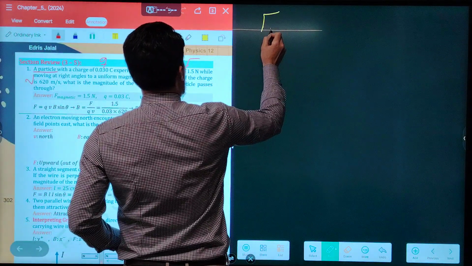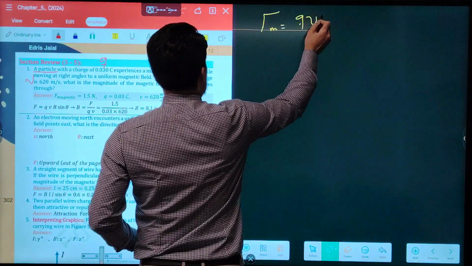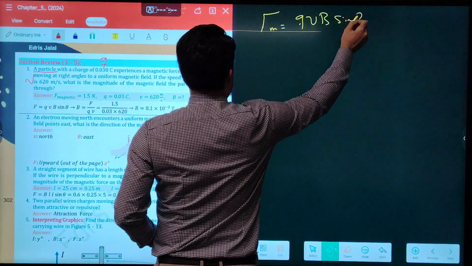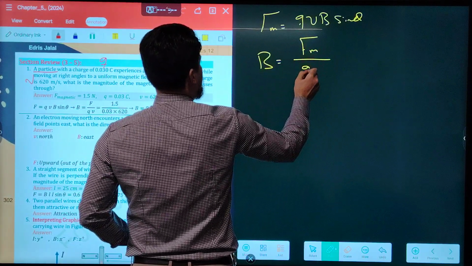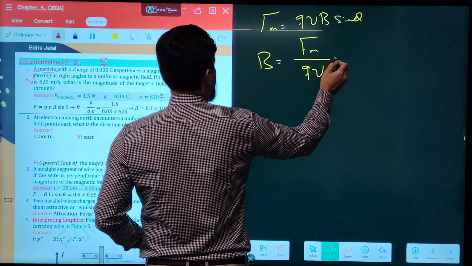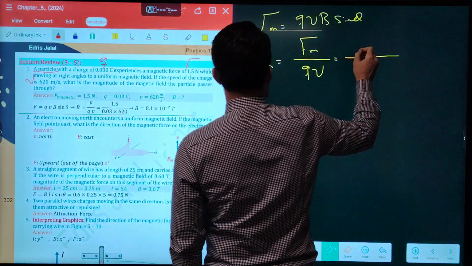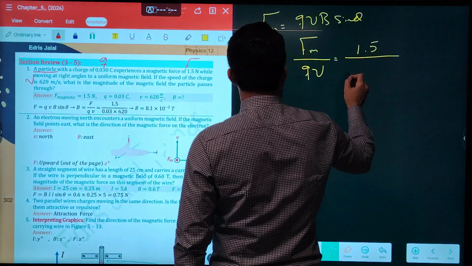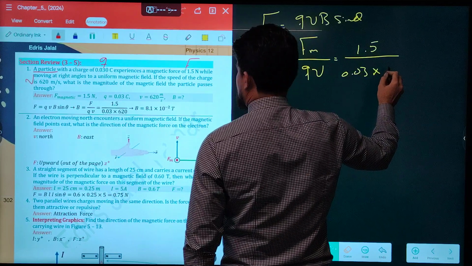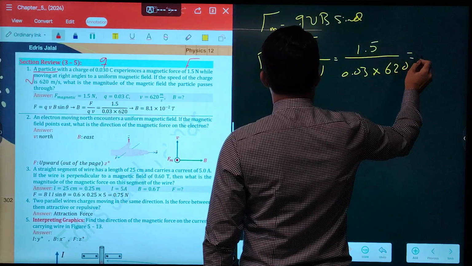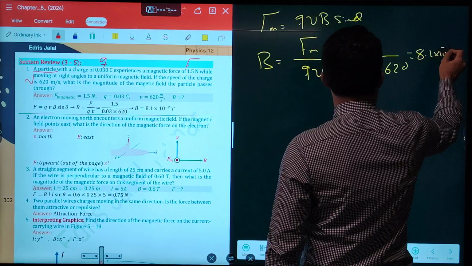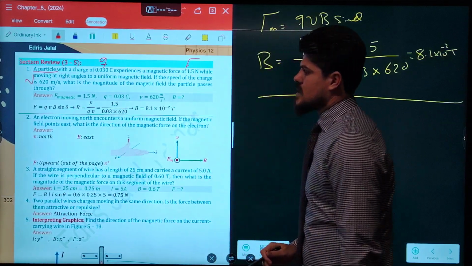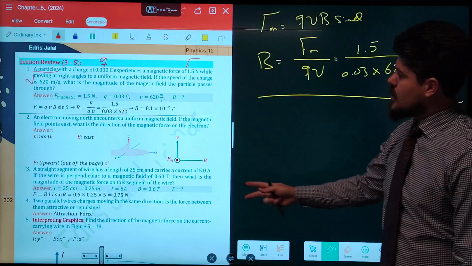Because the question is about the particle, magnetic force is equal to what? QVB sine theta. How about B? You have to rearrange: magnetic force over QV. Do we have magnetic force? Yes. 1.5 divided by 0.03 times 620. Magnetic field is equal to 8.1 times 10 power negative 2 Tesla. This is question 1 in section review.